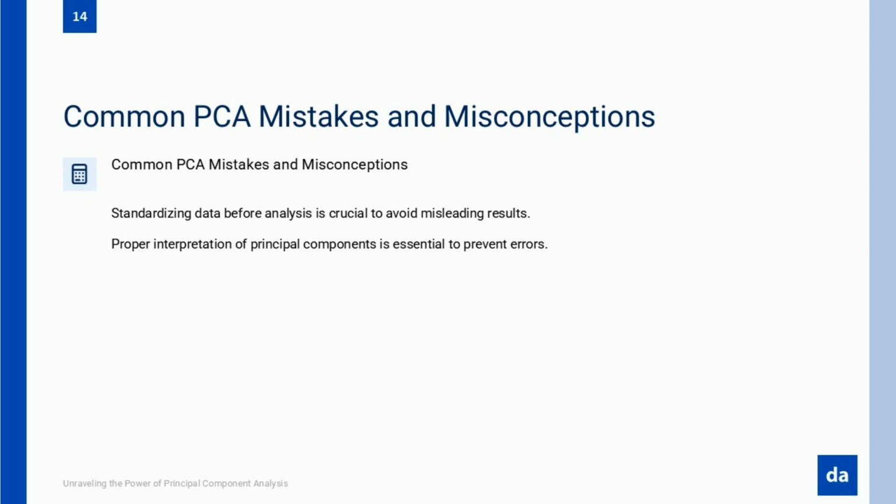Without proper standardization, a variable measuring temperature in Celsius will contribute far less to your principal components than the same measurements in Kelvin, despite representing identical information.